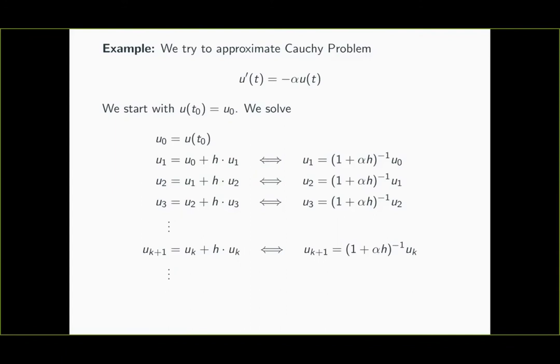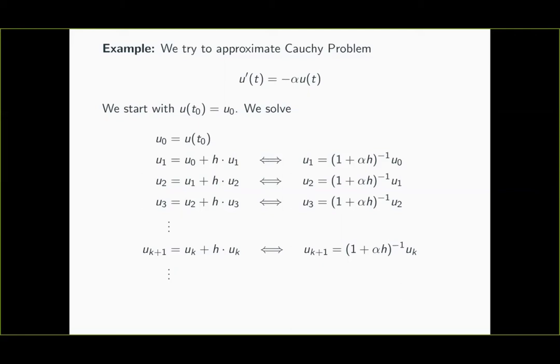In order to get a feel for that, let's take a look at an example, namely the Cauchy problem that we've seen earlier. u prime of t is equal to minus alpha times u of t. We already know u0 from the initial condition. In the next time step, we compute u1 equals u0 plus h times u1. We solve that equation for u1.